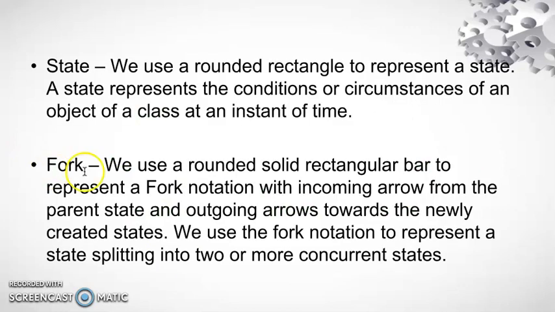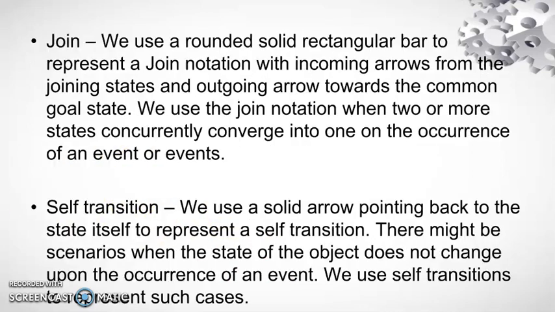And for fork, we use a rounded solid rectangular bar to represent the fork notation with an incoming arrow from the parent state and outgoing arrows towards newly created states. We use the fork notation to represent the state splitting into 2 or more concurrent states.